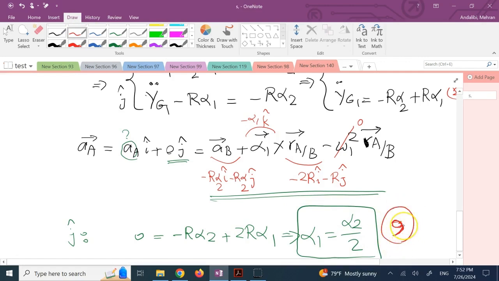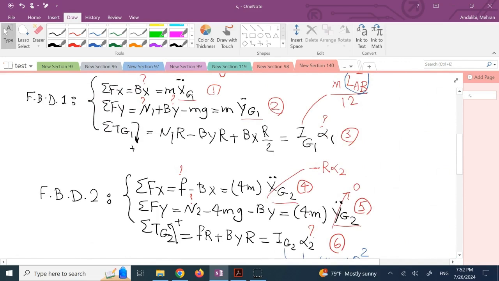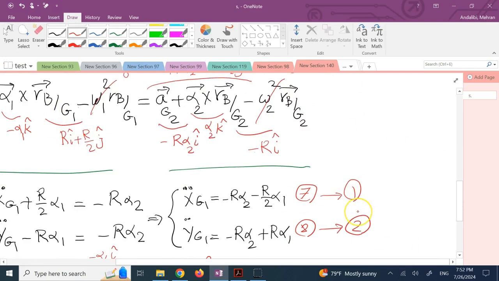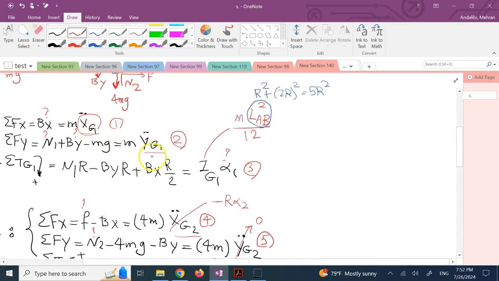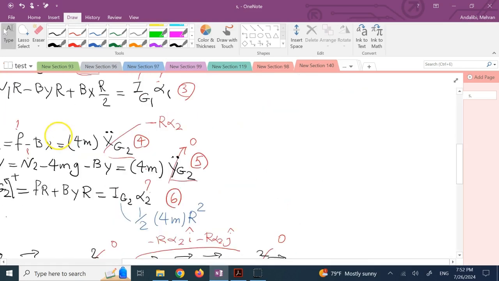And now if you plug 9 into 1 to 3, where alpha 1 would appear, why alpha 1 would appear? Because once you plug in 7 and 8 into 1, alpha 1 will appear into x double dot g and y double dot g. So all equations 1 to 3, they will have alpha 1 in them. Therefore, this new result that we got, this 9, should be plugged in all 1 to 3 new results, and that will give us alpha 1 out of the picture.